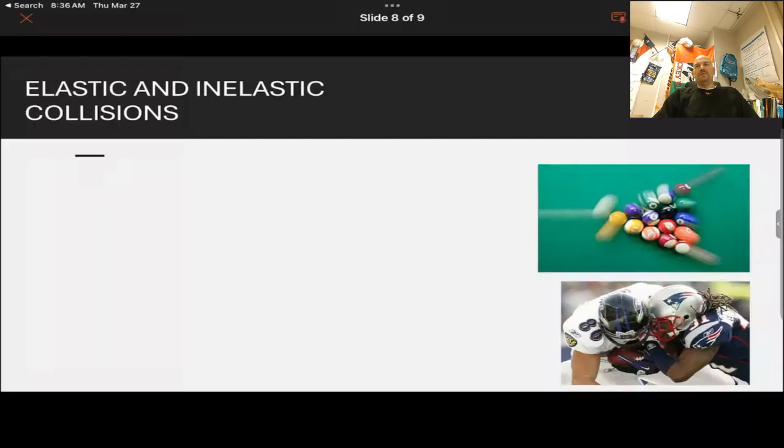Hi, welcome back to Unit 4. This is going to be the last topic here in Unit 4. This is topic 4.4, elastic and inelastic collisions.